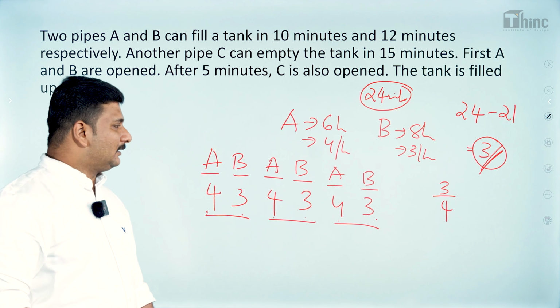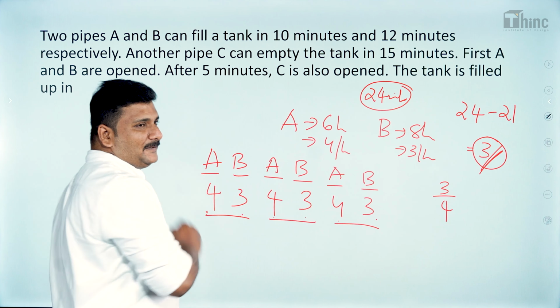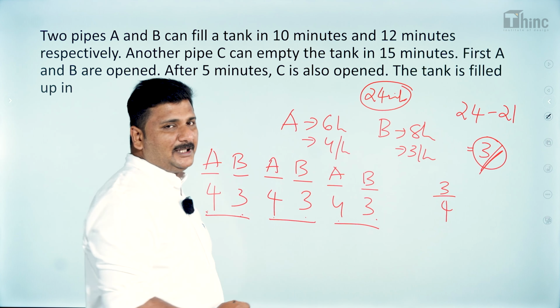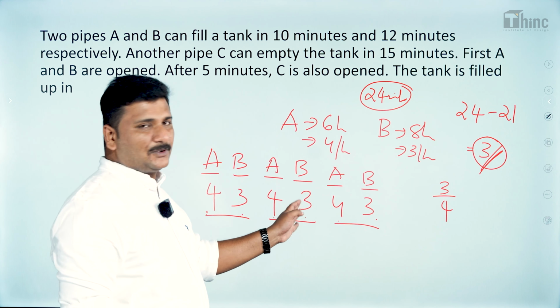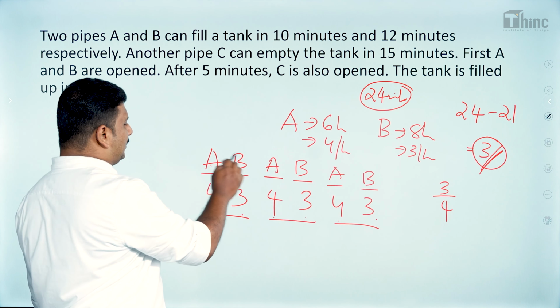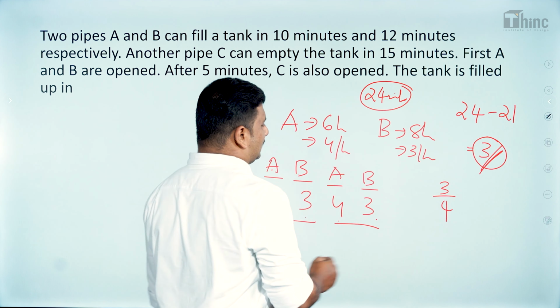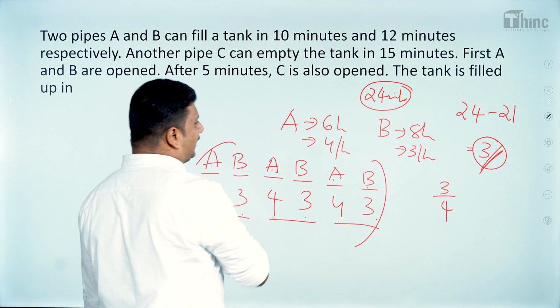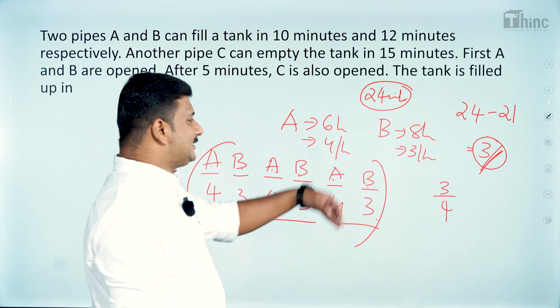So in how many hours is the work completely finished? On the first hour, A is working. Next hour, B is working. Next hour, A is working. Next hour, B is working. So likewise, they are working on alternate hours. So 1, 2, 3, 4, 5, 6. So in the first 6 hours, 21 units is already done. Now only 3 more units to go.